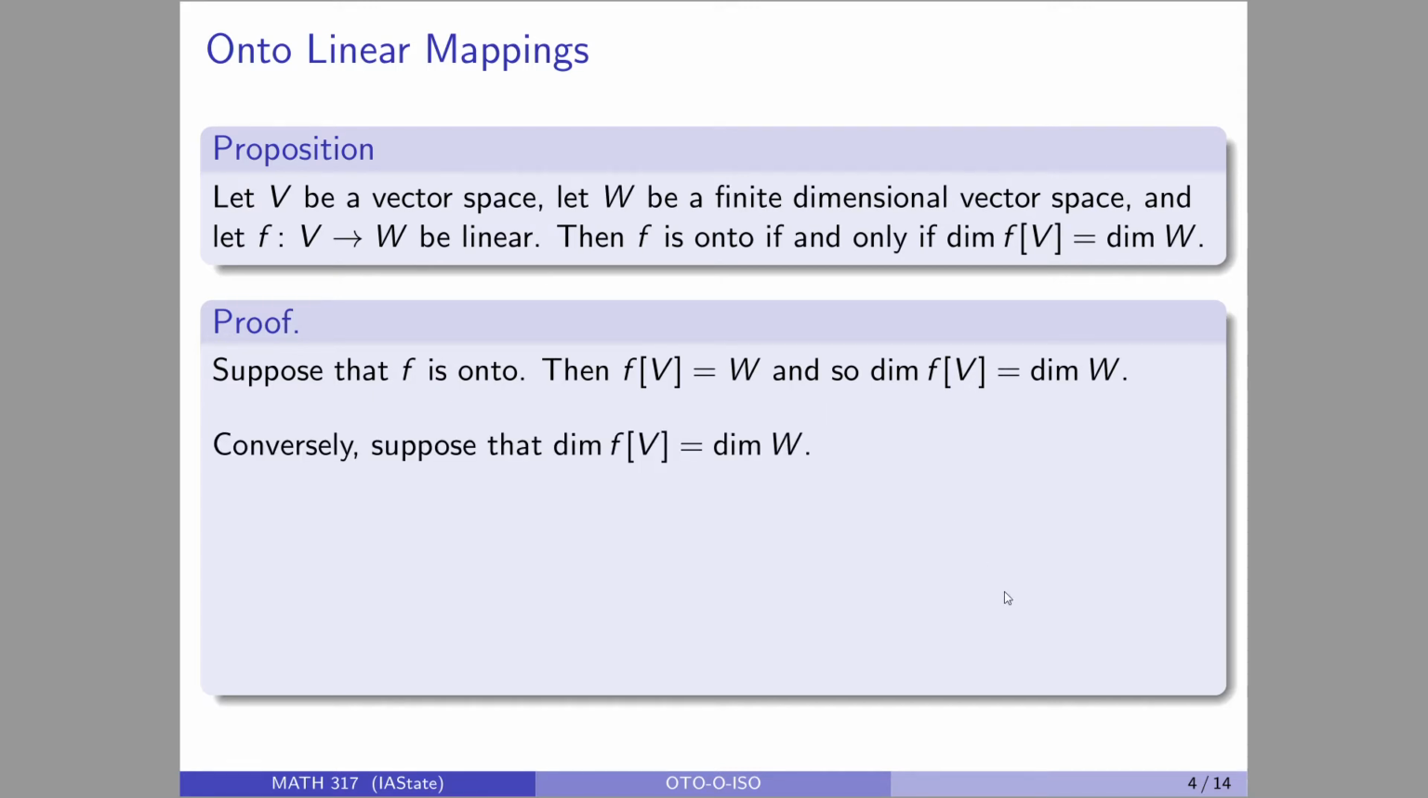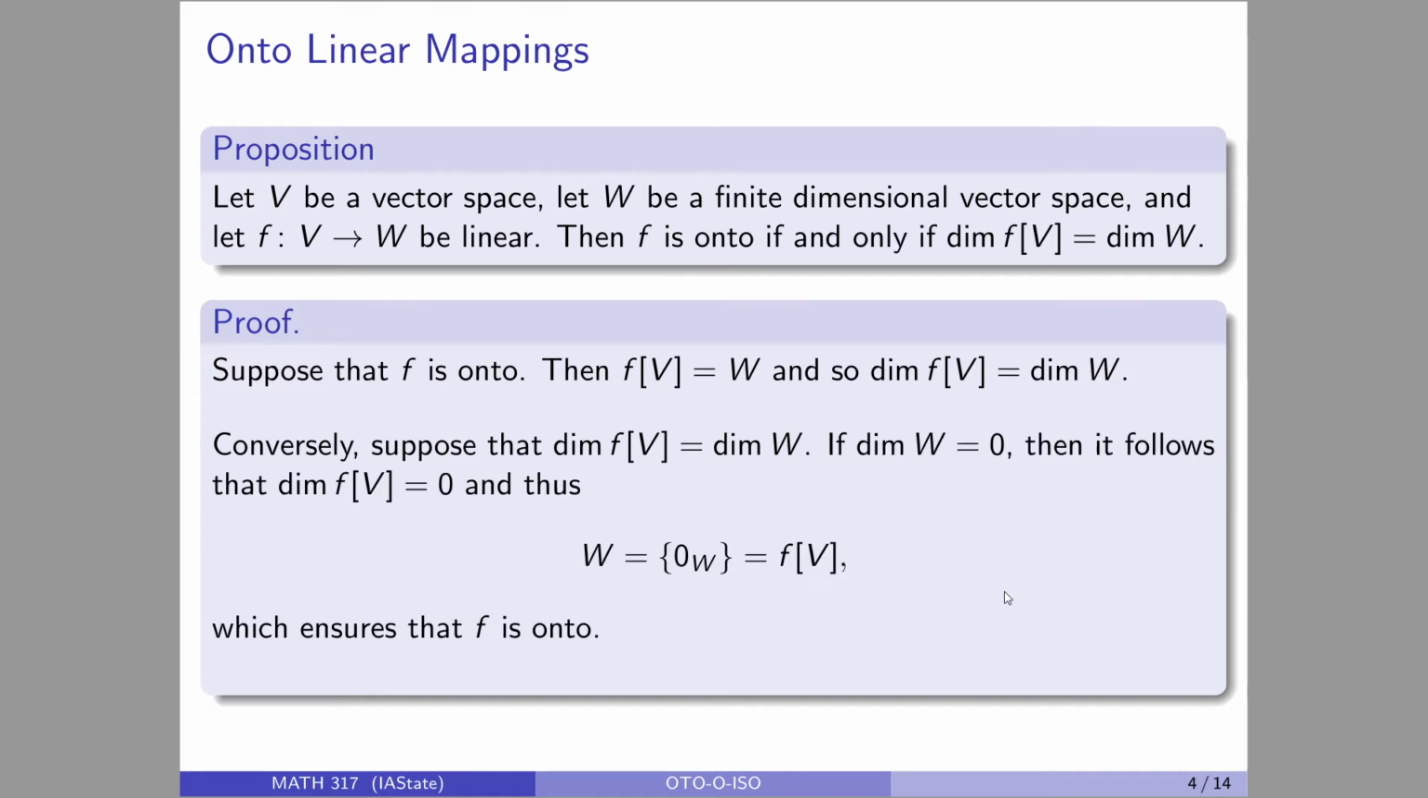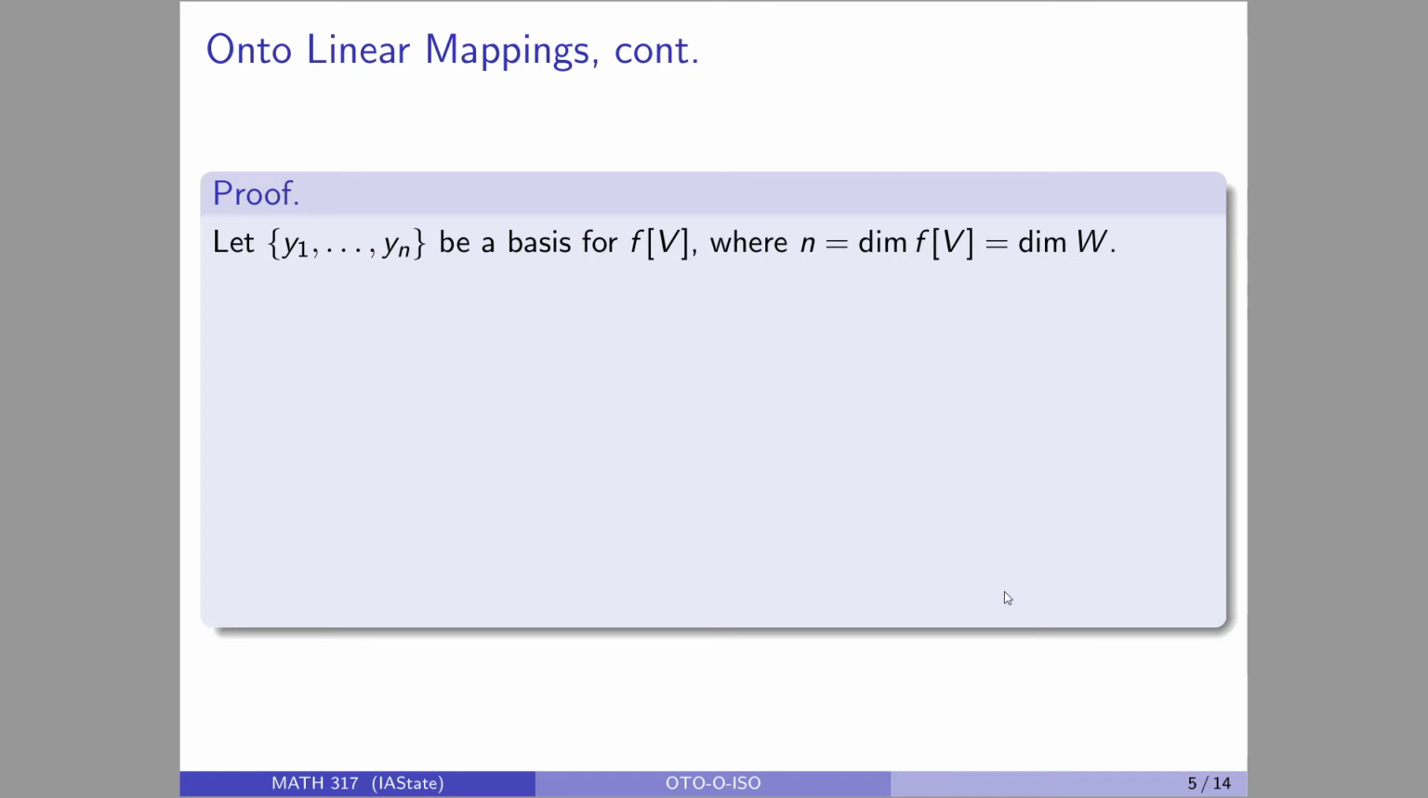All right. Conversely, suppose that the dimension of the range is the dimension of the codomain. So if the dimension of the vector space W was 0, that would mean that the dimension of the range was 0, so they're both trivial, which means you have to be onto. Okay, so let's take on the non-trivial case. All right, so take a basis for the range then. Note that that set also has to be a basis for W.